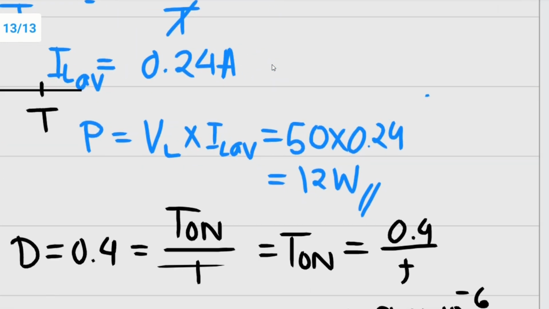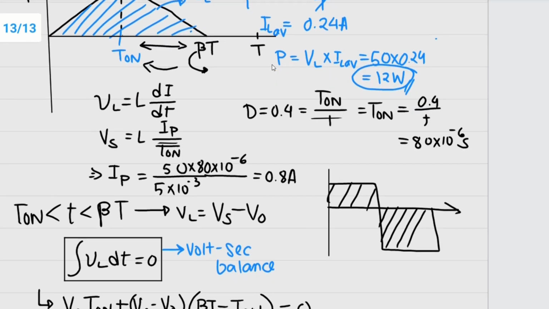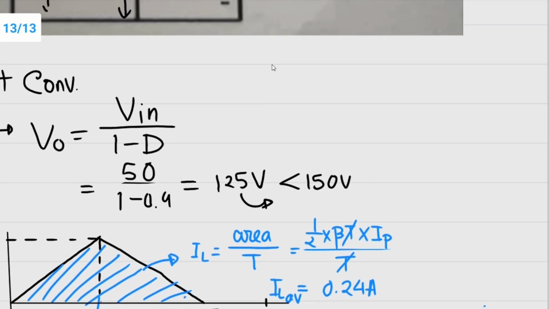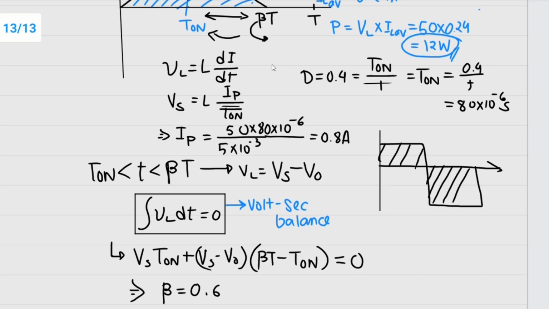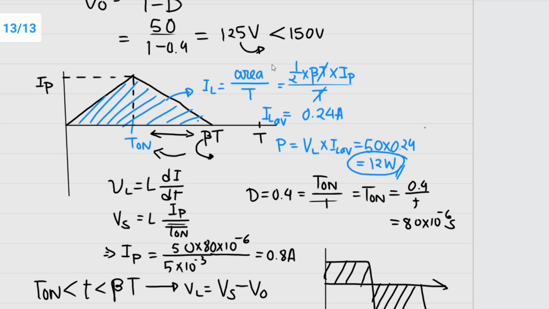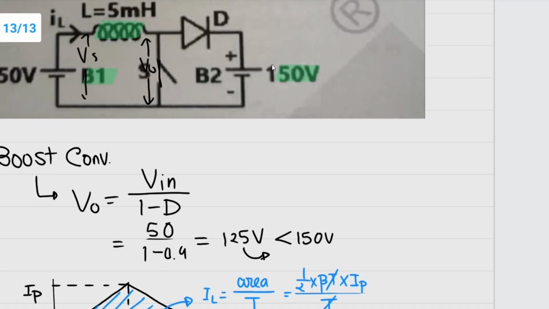So this is how this type of question is done. You cannot simply use any equation. We have to draw the curve, check if it is continuous or discontinuous, then use voltage second balance. After that, we again have to calculate the average inductor current, which is very important, and then we can get the power. So this is how this type of question is done.